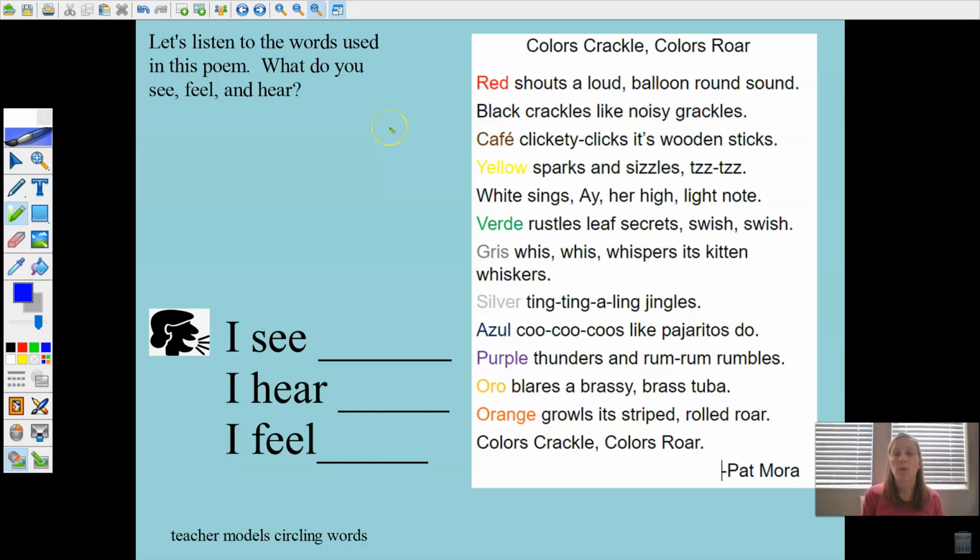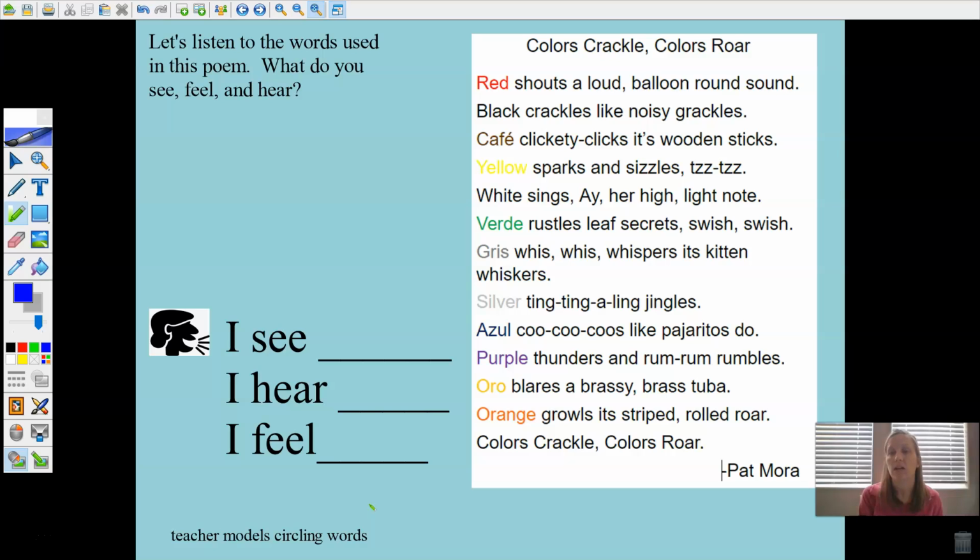This is a poem that I think has lots of sensory words. I'm going to read the poem, and while I read it this first time, I want you to listen to the words and think about what you see, what you hear, and what you feel. So right here on the screen, I have the words I see, I hear, I feel. I want you to be thinking about those things. I'll be thinking about those things, and I'm going to be circling words that help me to see, hear, and feel what the poet, which is the author of a poem, is trying to express.